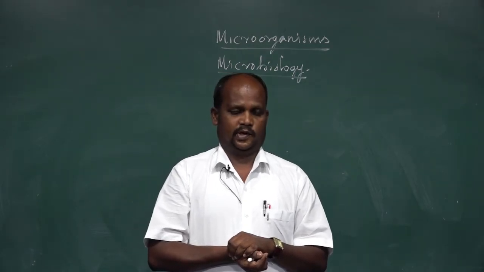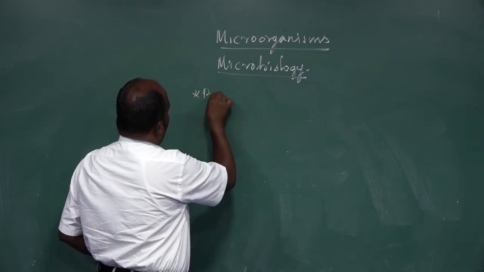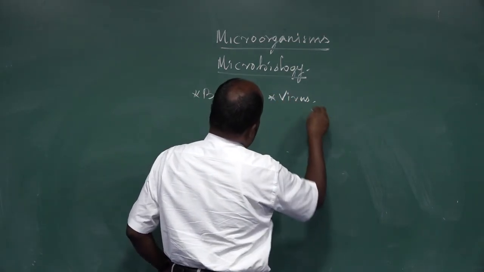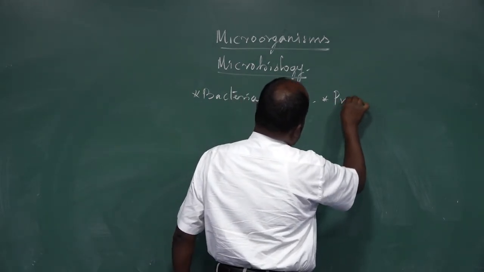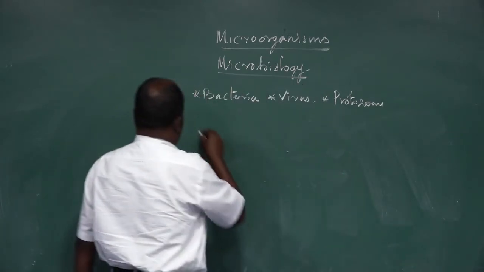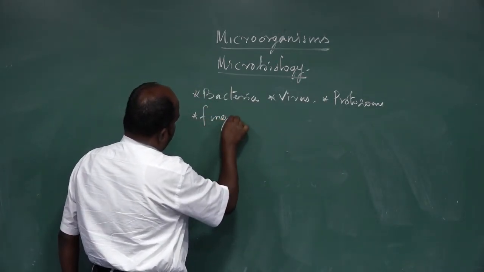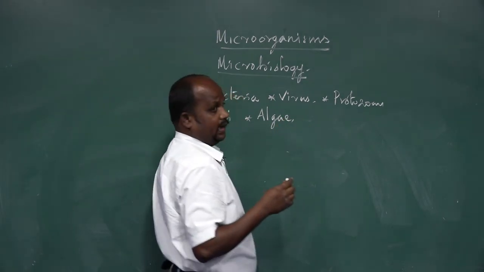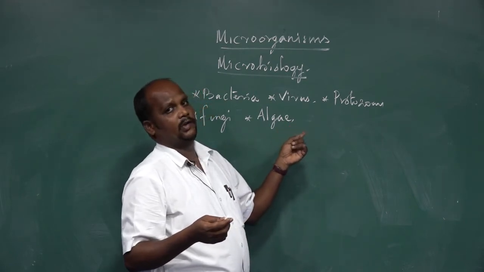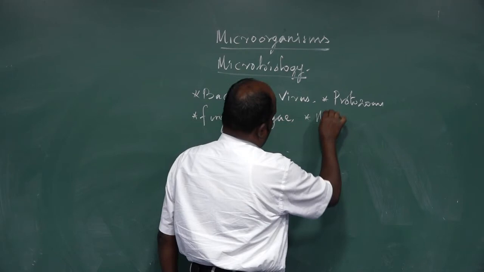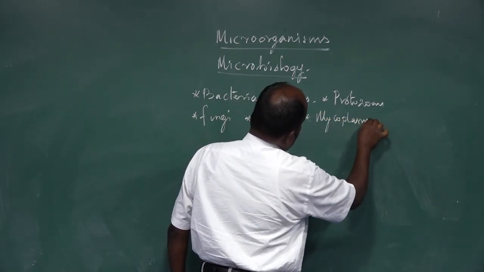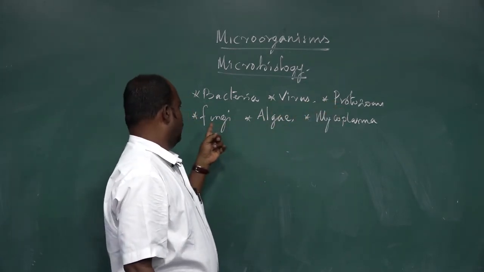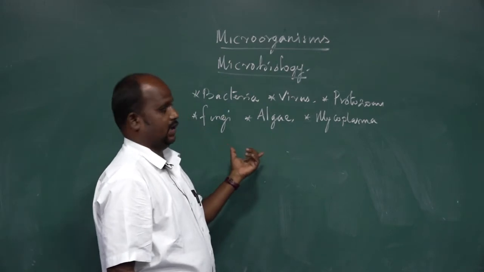What are the microbes? The first one is bacteria. Second one is virus. Third one is protozoans. Fourth one is fungi. Fifth one is algae. And another one is mycoplasma. I have this information for you because I do not have a textbook. What is mycoplasma? See, these are microbes. Microbes are bacteria, virus, protozoan, fungi, algae and mycoplasma. These are called microbes.